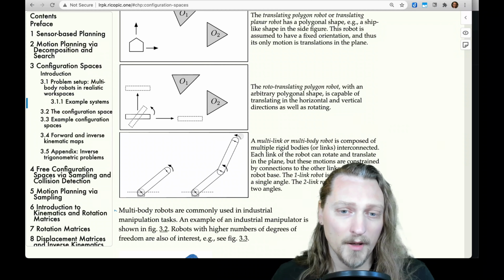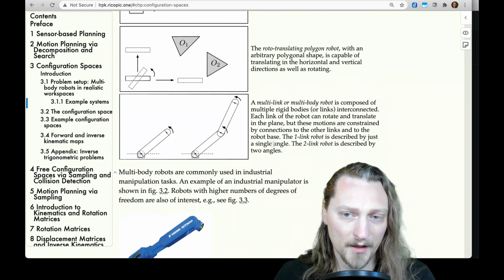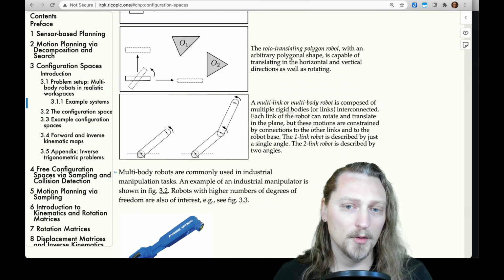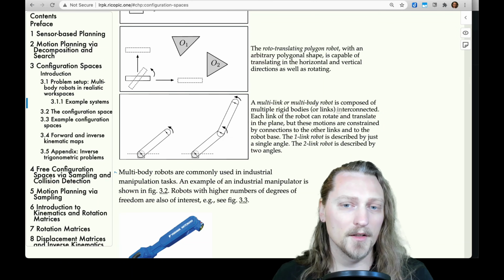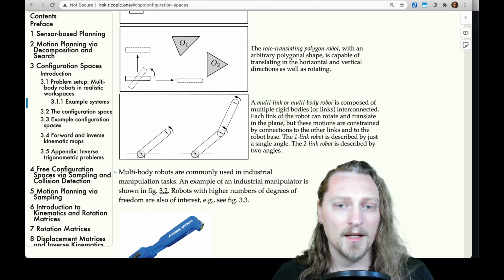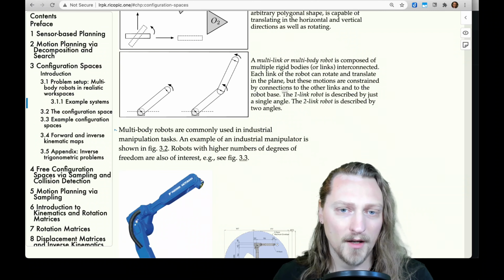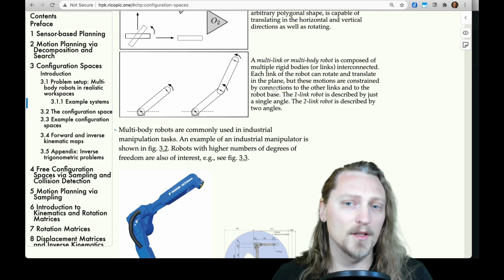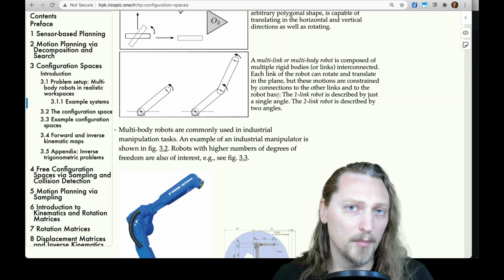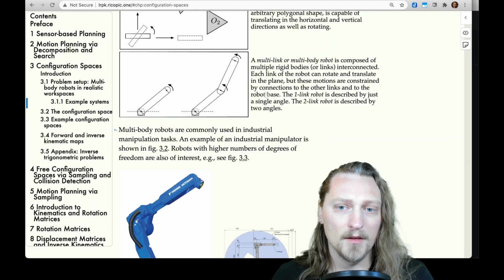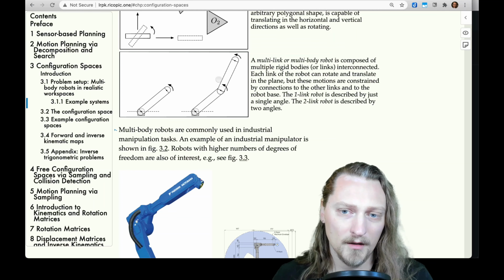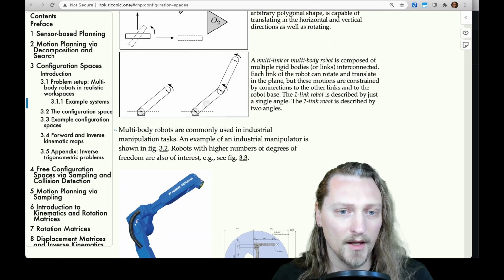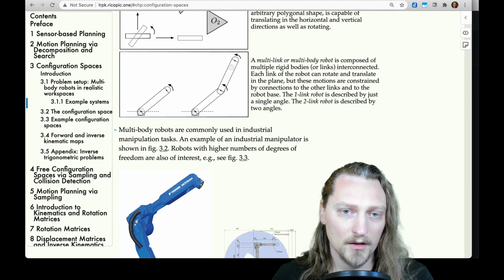Okay, finally, we have a multi-link or multi-body robot that is composed of multiple rigid bodies or links that are interconnected. Each link of the robot can rotate and translate in the plane, but these motions are constrained by connections to the other links and to the robot base. The one-link robot is described by just a single angle, so this is the one-link robot. The two-link robot, this one here, is described by two angles, the angle of the first link and the angle of the second link.